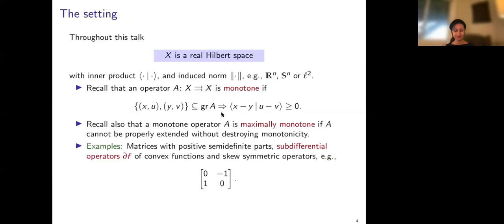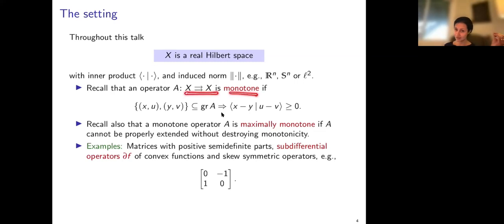So let's step back to our setting. I gave an example in R^n, but we will be working in a real Hilbert space. So that covers R^n and S^n, but you could also allow little l2. And I will be more general and talk about monotone operators, and not necessarily the gradients or subdifferentials of convex functions. So let's start by recalling the definition of a monotone operator.